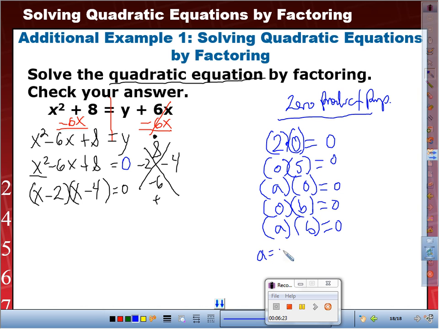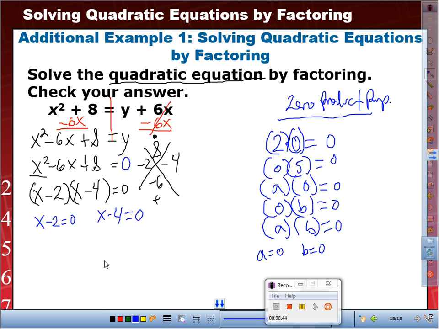So A could be 0, or B could be 0. Are we there? So let me ask you this. Here we have the same dilemma. We have this times this equal to 0. Do we know which one is 0? No. So therefore, this one could be 0, or this one could be 0.